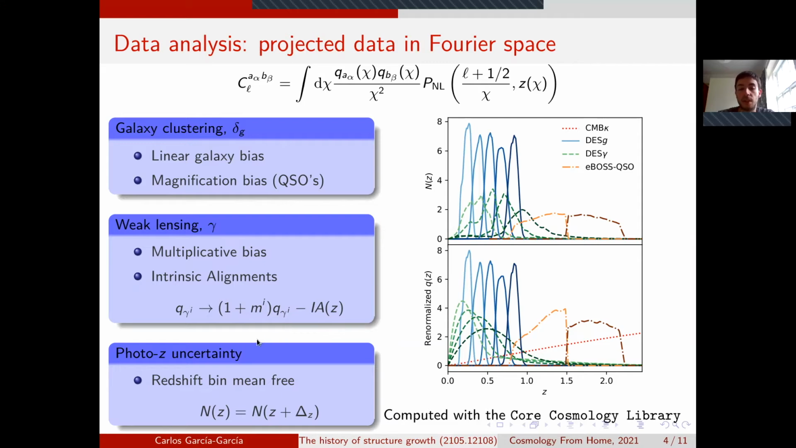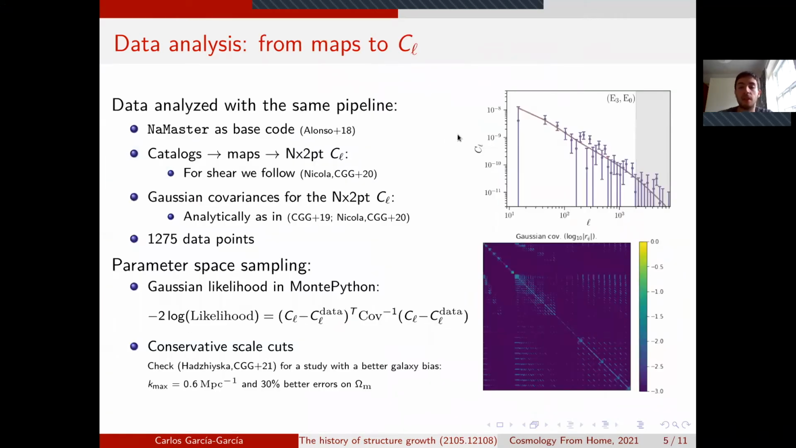Furthermore, we also have to take into account the uncertainty on the reconstruction of the redshift distributions. And for that, we allow an extra parameter to vary in our MCMCs that will move up and down the redshift distribution in the MCMC. And all these theoretical power spectra will be computed with the CCL, Core Cosmology Library. So that's the prescription for the theoretical power spectra.